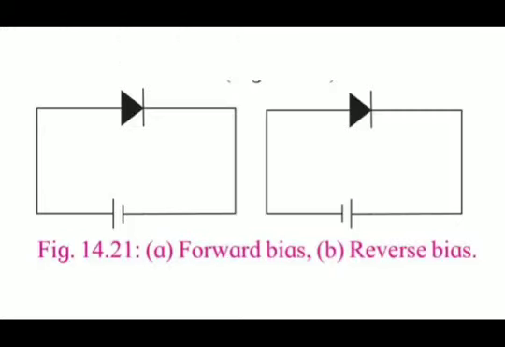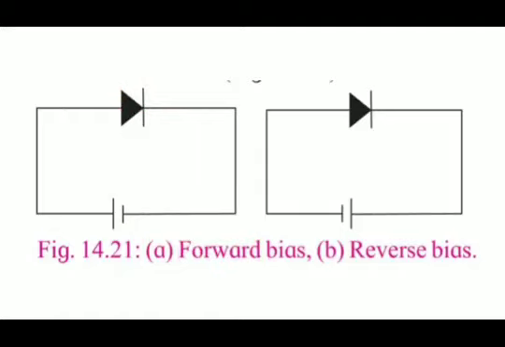Then the working of the p-n junction diode: there are two types, that is forward bias and reverse bias. So what is forward bias? When the p type of the junction diode is connected to the positive terminal of the battery and the negative side of the p-n junction diode is connected to the negative side of the battery, this kind of connection is forward bias. That means now the diode will work in forward bias.